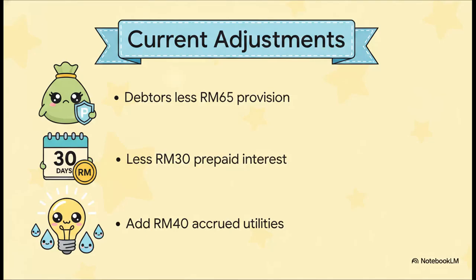Now, as we start building out the position statement, notice how all those detailed calculations we did earlier reappear for one final bow. Over in current assets, our RM1,300 debtors must be reduced by that RM65 provision for doubtful debts we found. And those tricky timing adjustments, they slot in neatly too. The RM40 for accrued utilities becomes a current liability because it's money we owe, while our prepaid revenues, like that RM30 prepaid interest, are also treated as current liabilities because we technically owe a service for next year.